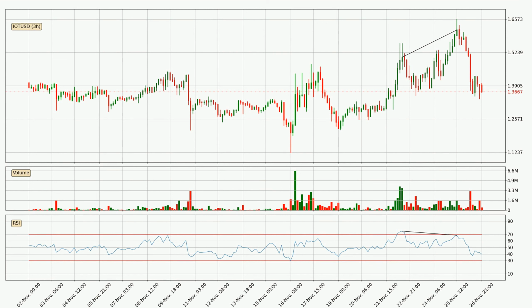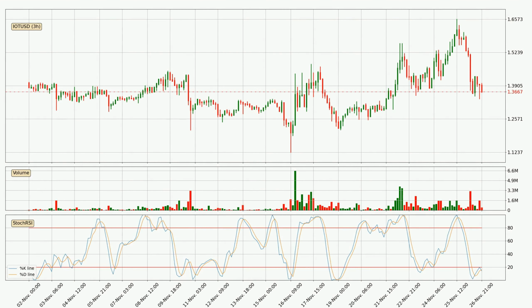Looking at the 3-hourly Stochastic RSI, both the %K and %D lines are in the lower region, which means that the price is getting oversold and soon a trend change or at least some kind of consolidation could be expected. You should wait to see if there will be an upward trend for the crypto, because the K line has not yet crossed the D line.